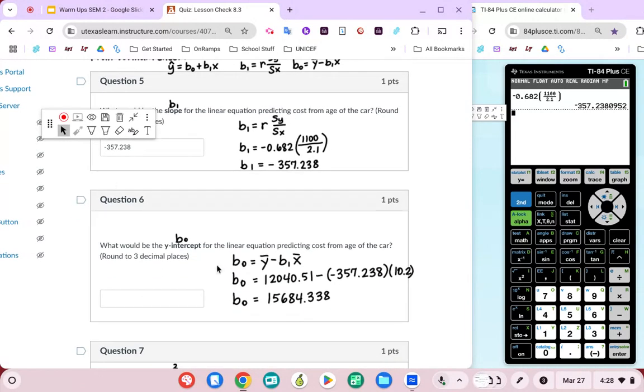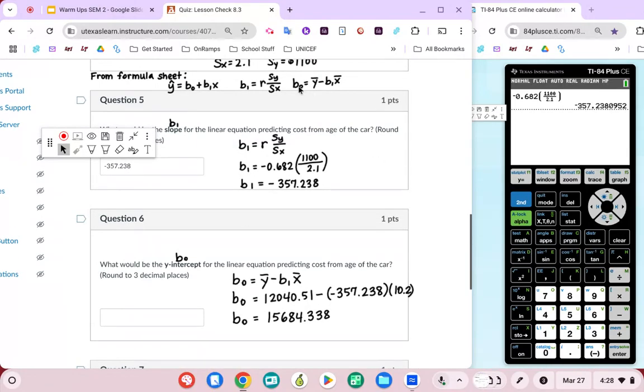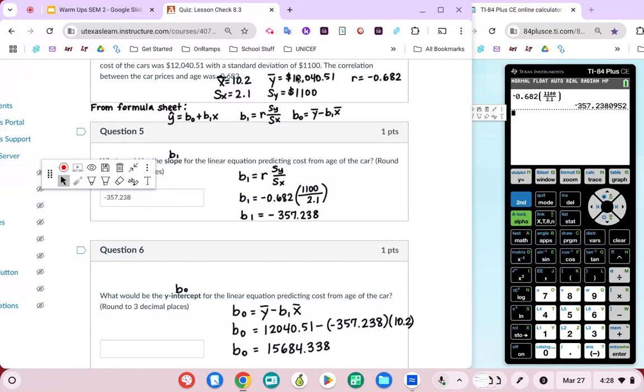Then they want to know what the y-intercept for the linear equation would be, predicting cost from age of car, rounded to 3 decimal places. So we're going to go back and use our formula. B naught equals the average of the y's minus that slope we just found times the average of the x's. All right, so the average of the y's was given to us as $12,040.51.